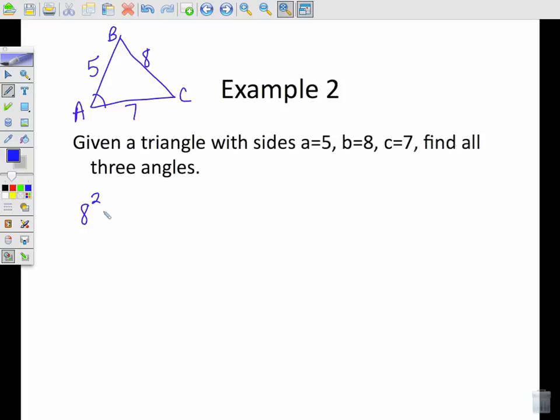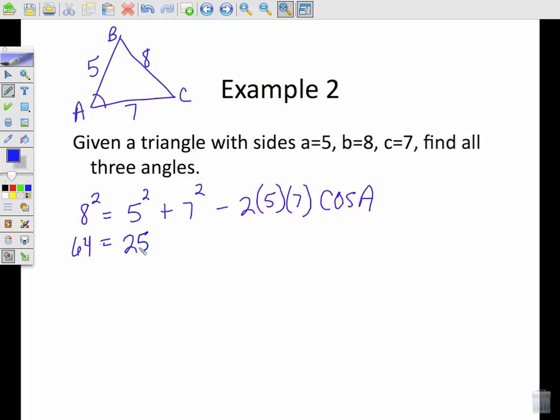So you start off with 8 squared, using the formula for the law of cosines, equals 5 squared plus 7 squared minus 2 times 5 times 7 cosine of the angle that we're trying to find. So here's how you solve this. You have 64 equals 25 plus 49 minus 70 cosine of A. You have to solve this as if you're isolating cosine A. So it's 64 equals 25 plus 49, which is 74.